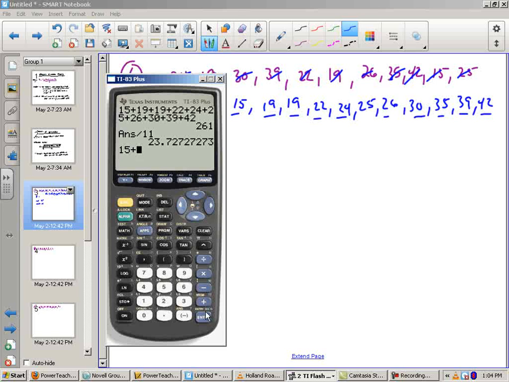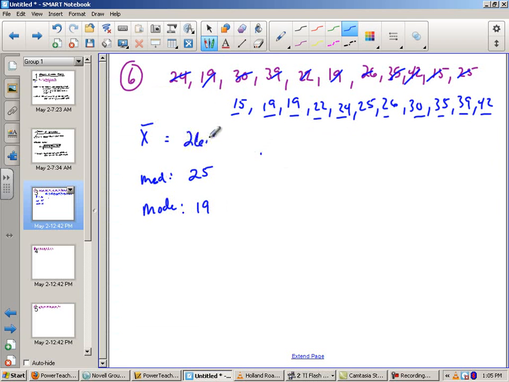So 15 plus 19 plus 19 plus 22 plus 24 plus 25 plus 26 plus 30 plus 35 plus 39 plus 42. Gives me a little bit bigger value. Now if I divide that by 11, gives me 26.9, which is the correct answer. And so I'll come here, put 26.9. Again, we're going to use one decimal place for our statistics today. And that's how I find my mean, median, and mode.